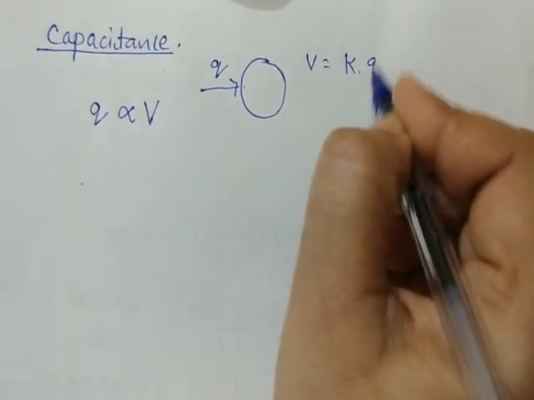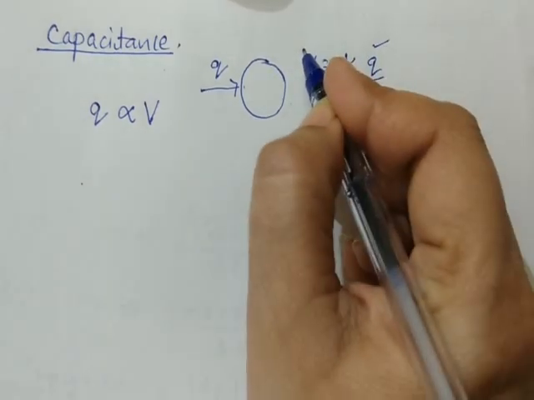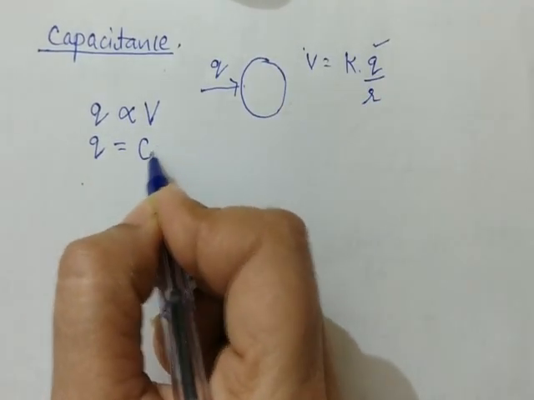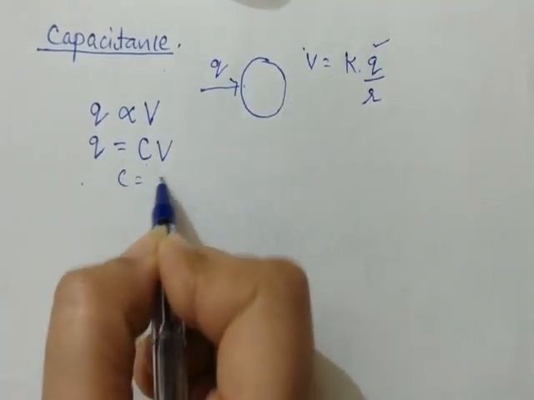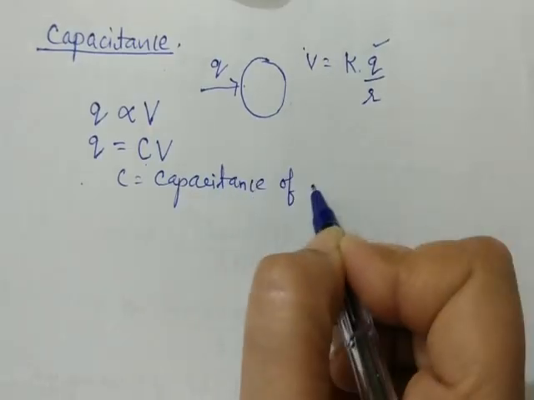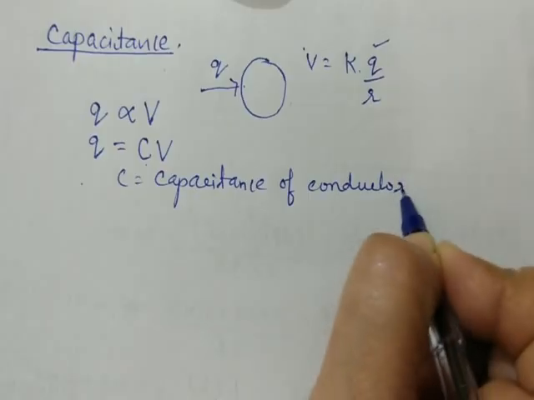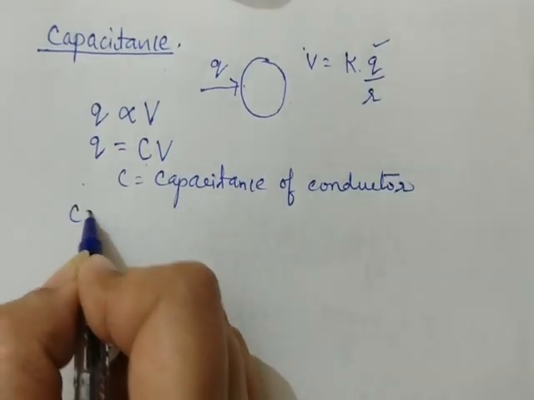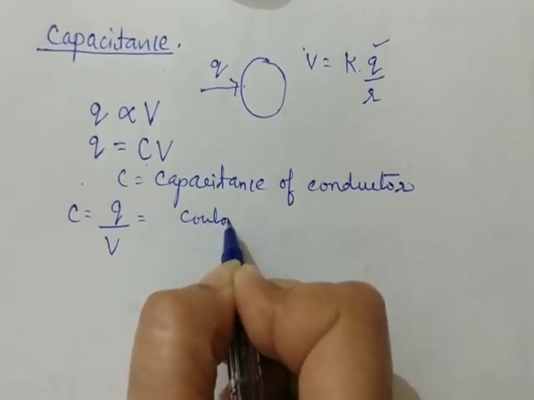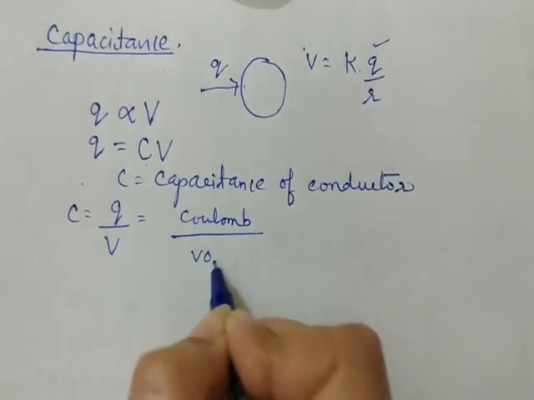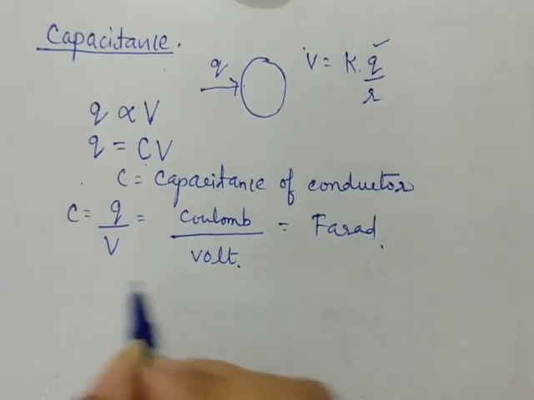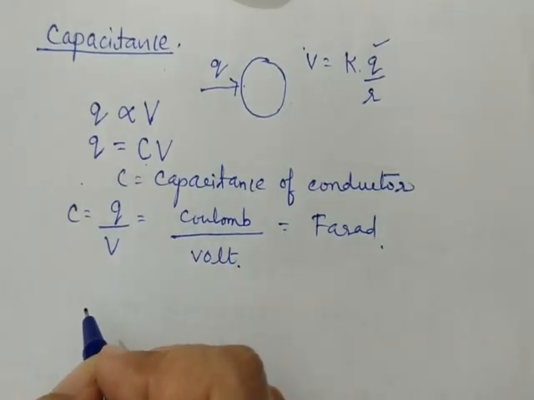V is K into Q upon R. So if we increase Q, the potential of the surface will increase. Removing the proportionality sign, we get a constant C here. This C is called the capacitance of the conductor. From this formula, C is Q upon V, that is coulomb, the unit of charge, upon volt, so this is 1 coulomb per volt, which is called farad. This is the unit of capacitance, farad.